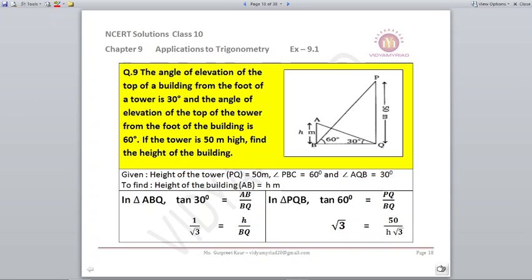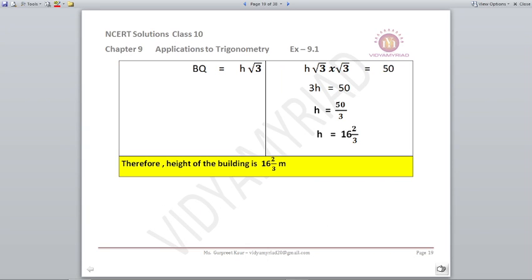Similarly, take triangle PQB. In this we have 60 degrees. So tan 60 will be equal to PQ upon BQ. We have PQ, that is 50. BQ value we have found as H root 3. So we will substitute and cross multiply. It will be root 3 into H root 3 is equal to 50. Root 3 into root 3 is 3. So 3H is equal to 50. H comes out to be 50 upon 3, and we can write it as 16 and 2 by 3 meters, which is the height of the building we have found.